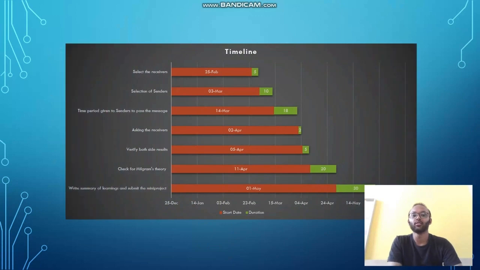So the timeline. The first initial days will be selecting the receivers, followed by the selection of senders. Once we are done selecting the senders, we'll explain to them the process of how to send the message and how much help they can take. Then we ask the receivers how many messages they got, and we ask the same thing to the senders, whether they were successful in sending the message or not. Once we have both results, we check Milgram's theory. Once we are done checking it, we write a summary of it and submit the mini project.